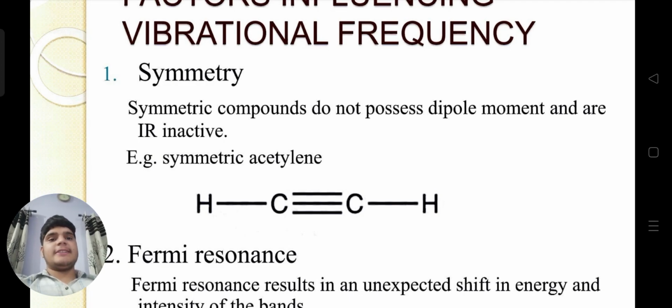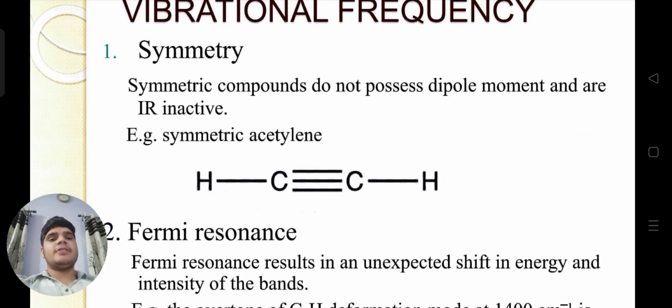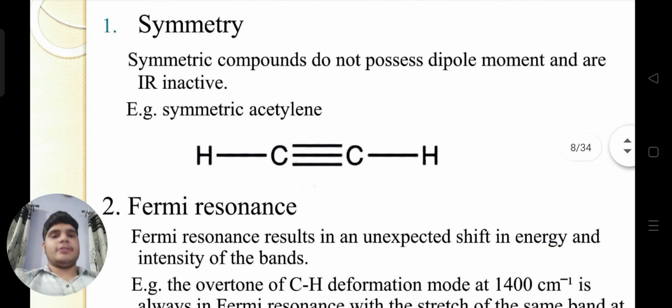Here we have taken the example of symmetric acetylene, having the formula C2H2, with a triple bond between the two carbon atoms, which are then adjacently joined by the hydrogen atoms.